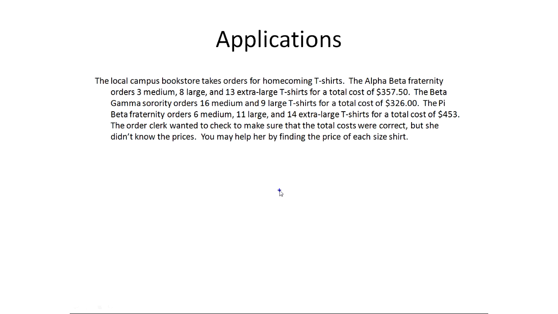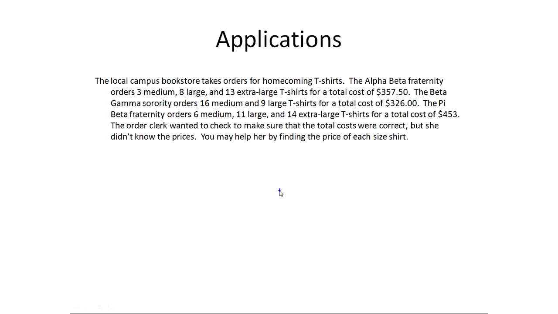So we're told a fraternity orders medium, large, and extra large t-shirts, and we're given the cost for that. And a sorority orders the same sizes of t-shirts for another cost. Okay, and then we get the same information for another fraternity. The order clerk wants to check to make sure the total costs were correct, but she doesn't know the prices. Okay, that's a little silly, but we keep going. Help her by finding the price of each size shirt.